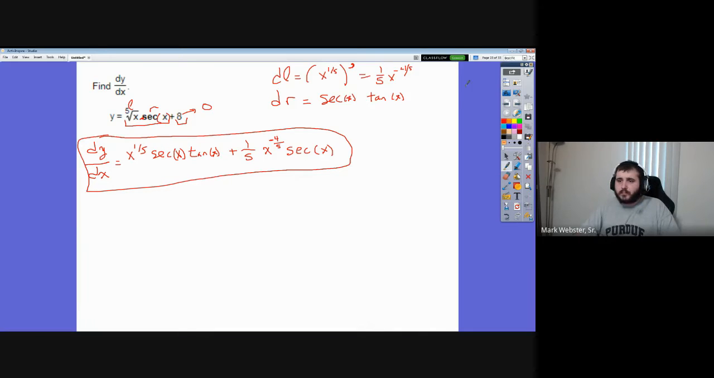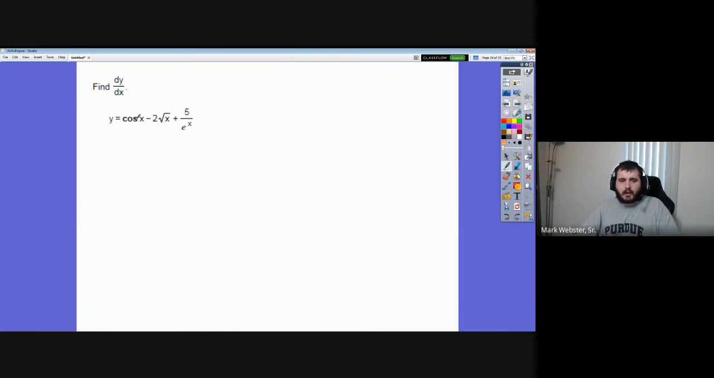Okay, more examples. Here again, we have 3 different pieces. Do we have to do them all together? No. Should we do them all together? Definitely not. Let's just do each piece separately. What's the derivative of cosine? The derivative of cosine is negative sine. What's the derivative of negative 2 radical x?